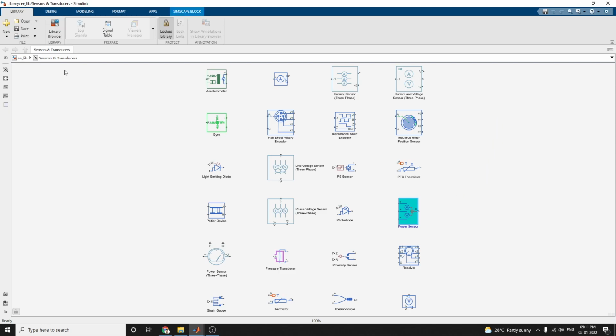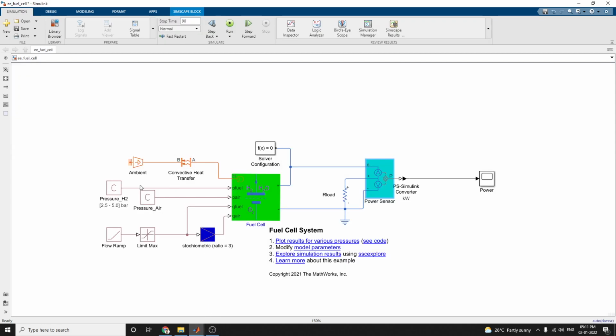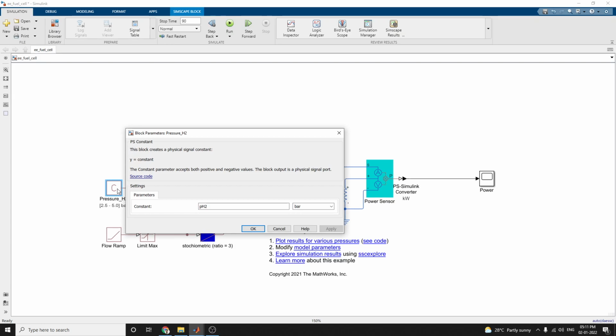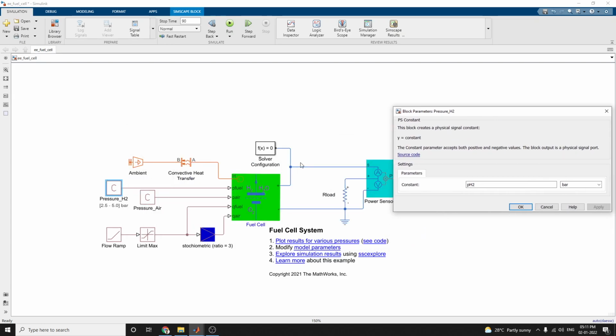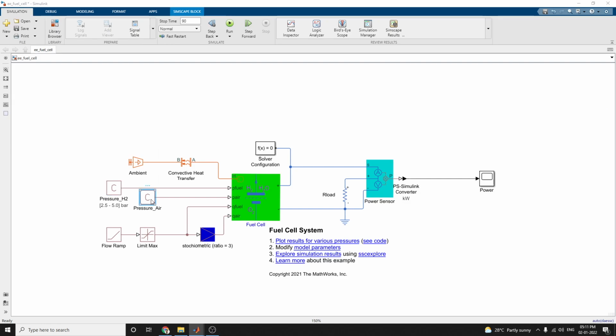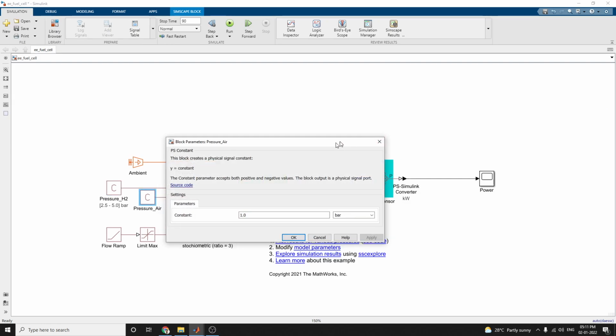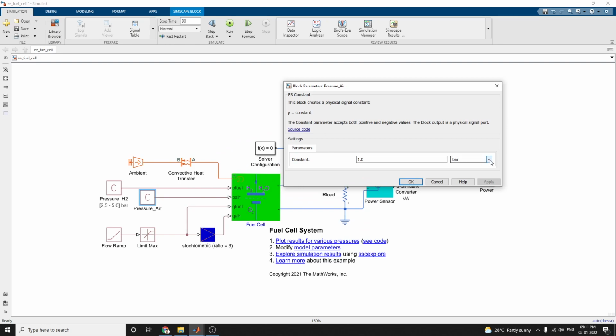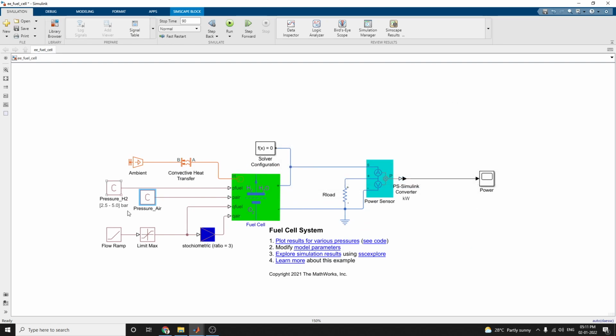is available in the same electrical library, under sensors and transducers. Here you can get this power sensor. Similarly, you can get all the components. These are constant blocks: the pressure constant pH2 block, and the next one, the air block, whose constant value is 1.0, set in bar. These are all the inputs for the fuel cell. You can measure the time evolution of current, voltage, power and temperature for pressures between 2.5 and 5 bar.